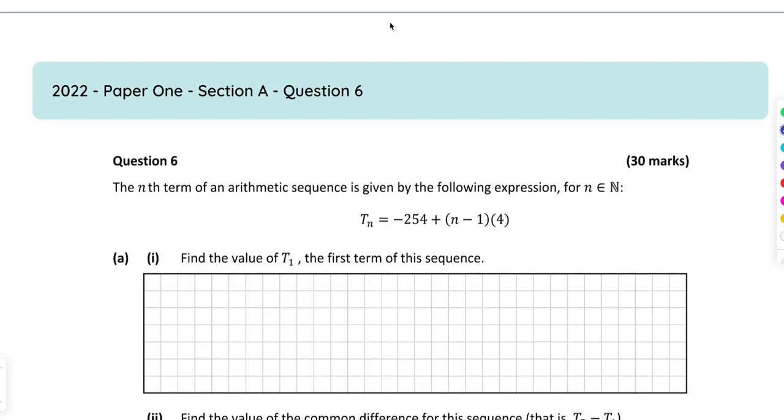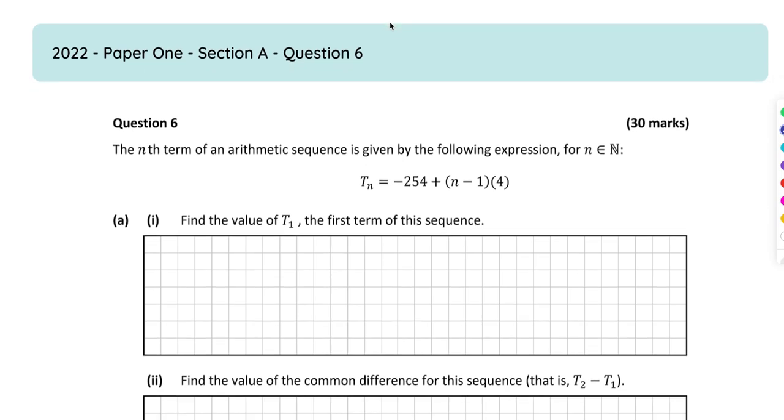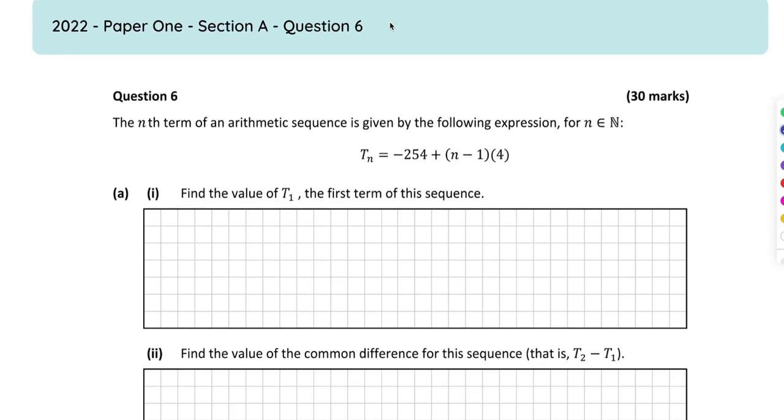The next question then is from 2022 paper 1 section A, question 6. It says the nth term of an arithmetic sequence is given by the following expression. Find the value of t1, the first term of the sequence. Well, that's the same thing as everything we've done so far. I'm going to take out n every time I see it and fill in 1. So I'm going to have minus 254 plus 1 minus 1 by 4. That works out to be 0, so I'm going to get minus 254. So term 1 is minus 254.